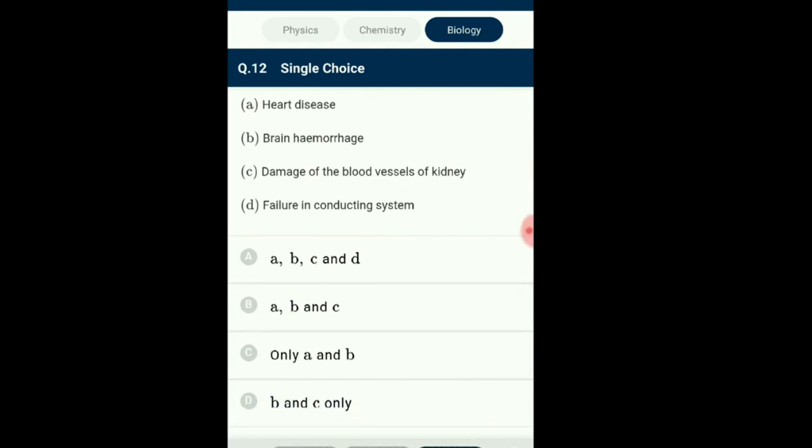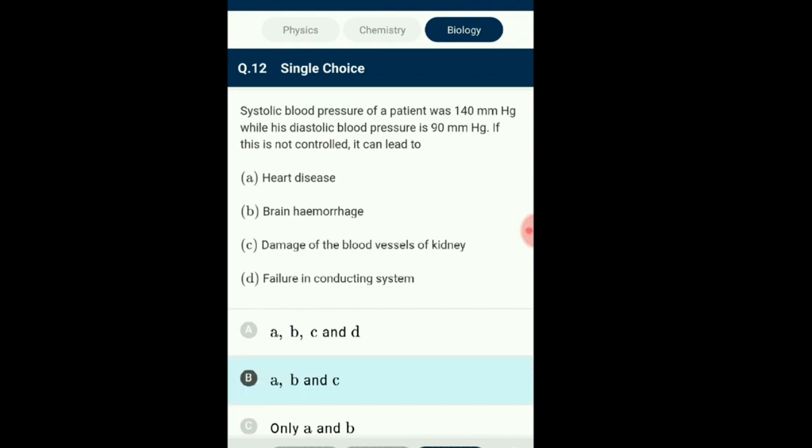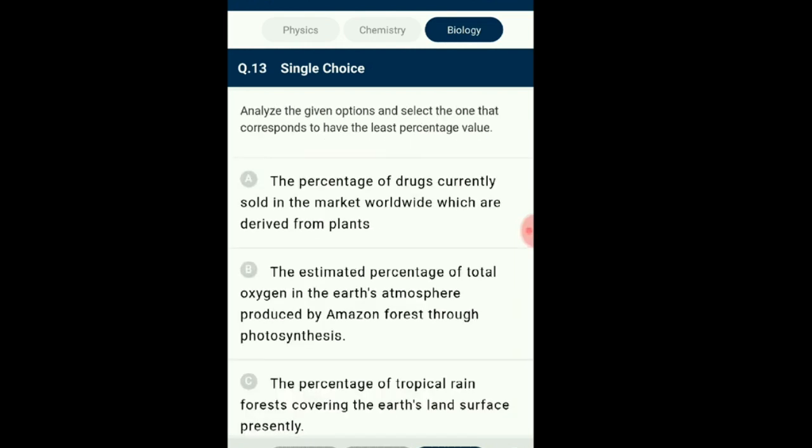So the answer is option B. With a systolic blood pressure of 140 mmHg and a diastolic blood pressure of 90 mmHg, if this is not controlled, it can lead to heart disease, brain hemorrhage, followed by damage of the blood vessels of the kidney.